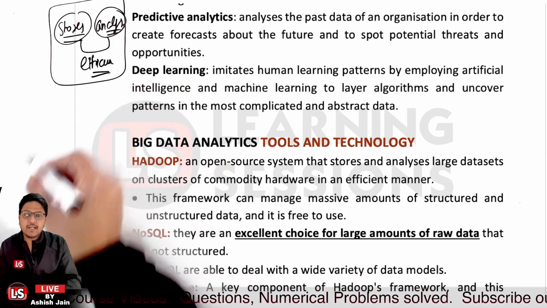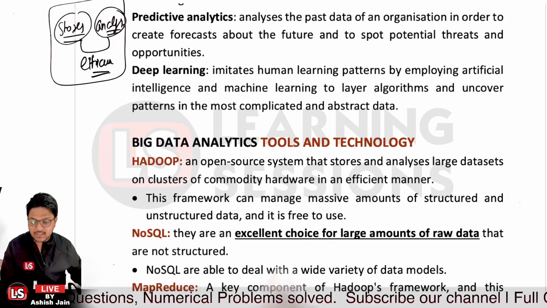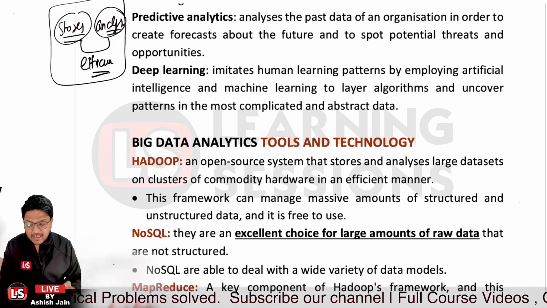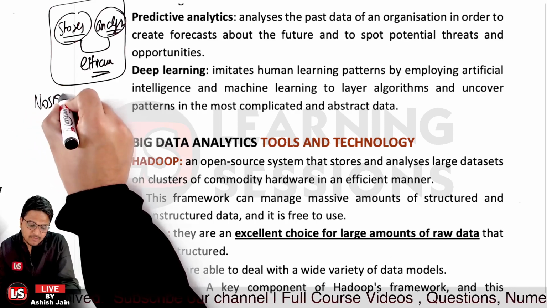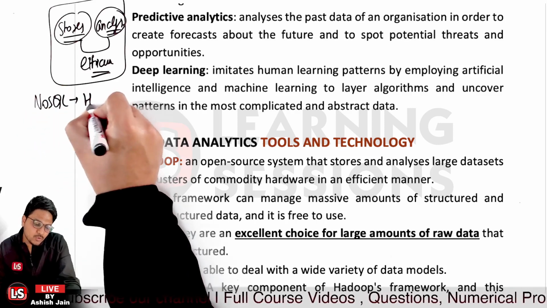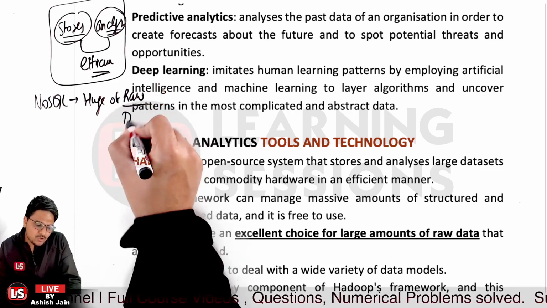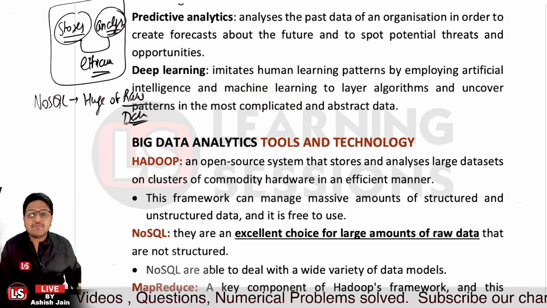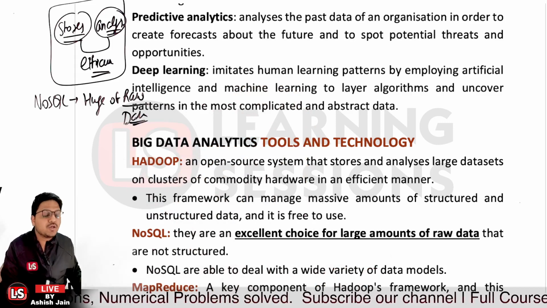The second one is related to NoSQL. NoSQL means no sequential query language, or not only SQL. When you have a huge amount of raw data, you use NoSQL, right? NoSQL can deal with a wide variety of data models, and it is commonly used where you have very huge raw data.